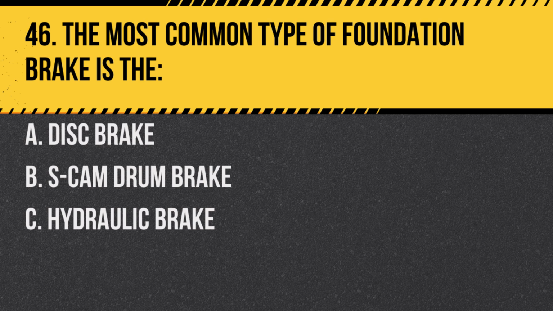Question 46. The most common type of foundation brake is the A. Disc brake. B. S-cam drum brake. C. Hydraulic brake. Answer B. S-cam drum brake. It's effective and widely used in heavy vehicles.